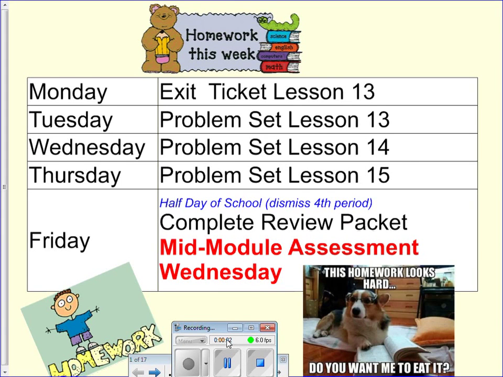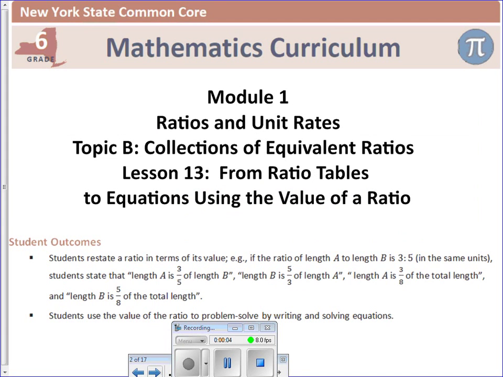Hi, okay, today we're going to look at Module 1, Lesson 13, from ratio tables to equations using the value of a ratio. Well, we already know what ratio tables are, and we know that in a ratio table, all the ratios are equivalent because they have the same value. Well, today we're going to use that and learn how to do something called writing equations.